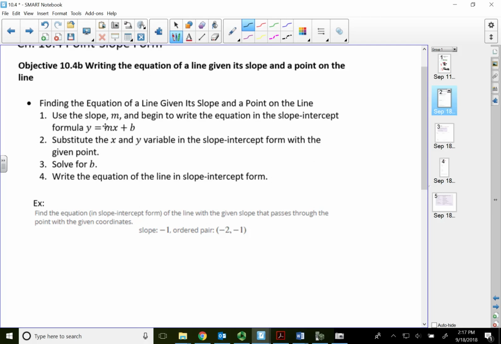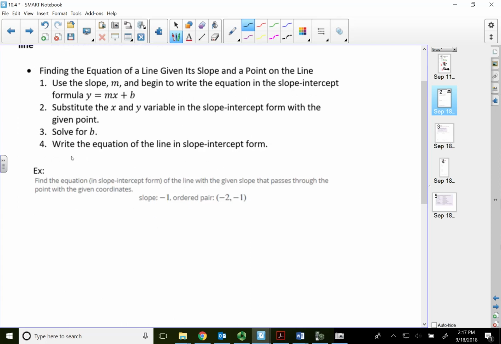We're going to use the slope m and begin to write the equation in slope-intercept form. Then we substitute the x and y variables with the given point's x value and y value, solve for b, and write the equation of the line in slope-intercept form. Sometimes it will tell me to write it in slope-intercept form, sometimes in standard form. Here it says find the equation in slope-intercept form, so my final answer has to say y equals mx plus b.